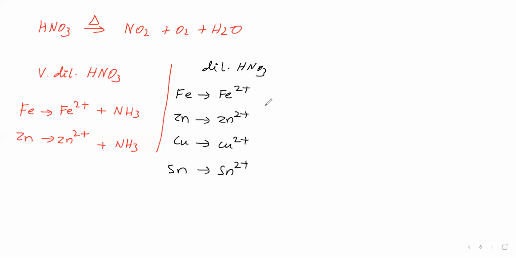When iron is converting into ferrous, dilute nitric acid becomes N2O, nitrous oxide. When zinc becomes zinc ion, dilute nitric acid becomes nitrous oxide, N2O. When copper becomes cupric, dilute nitric acid becomes NO, nitric oxide. When tin becomes stannous, dilute nitric acid becomes ammonia.